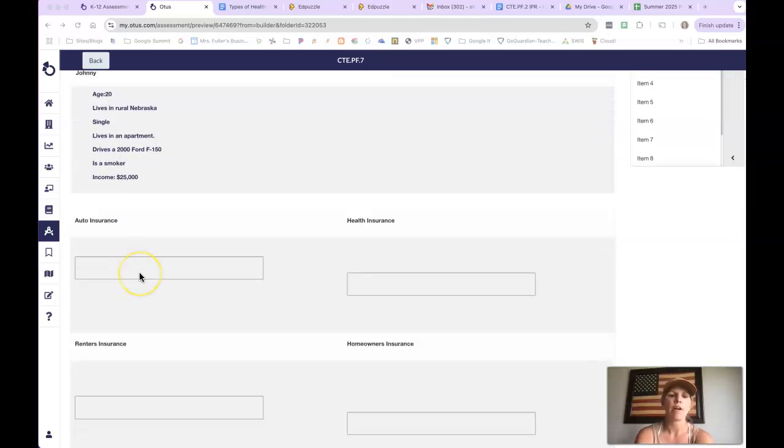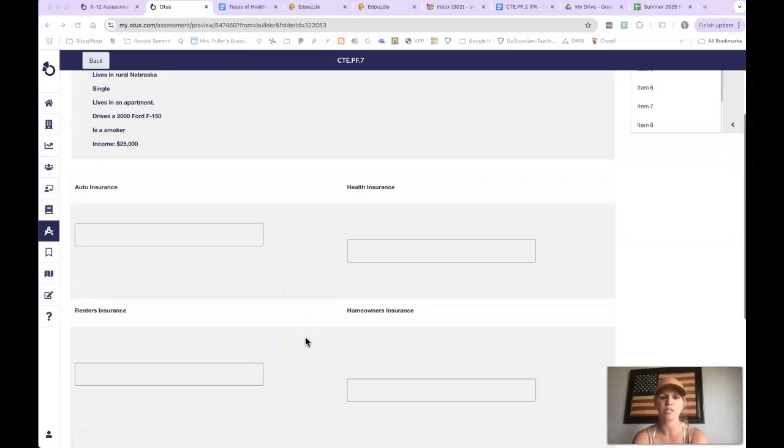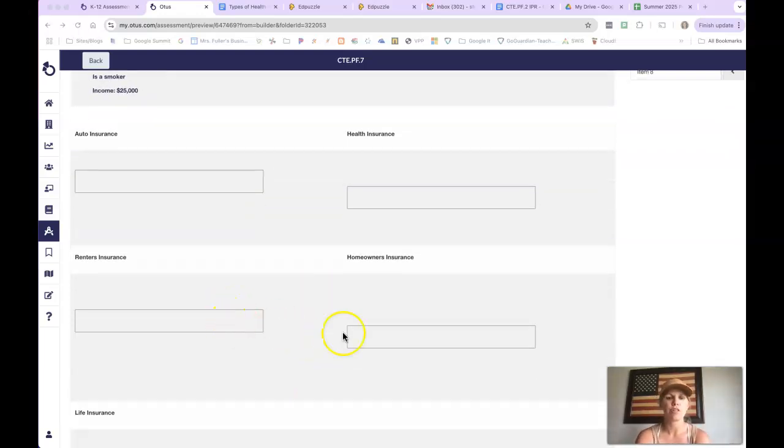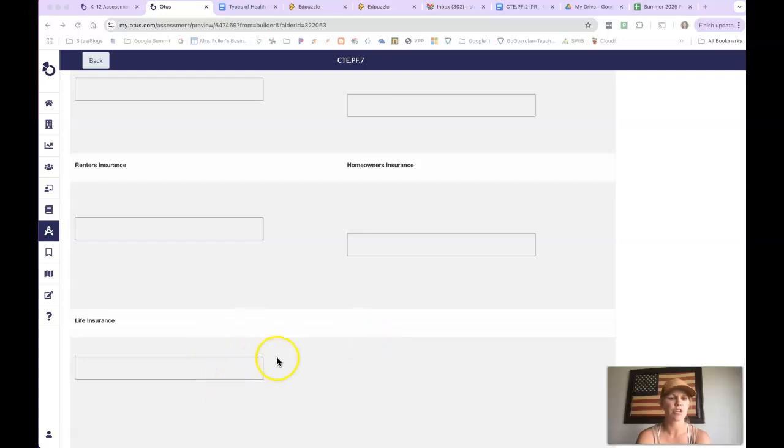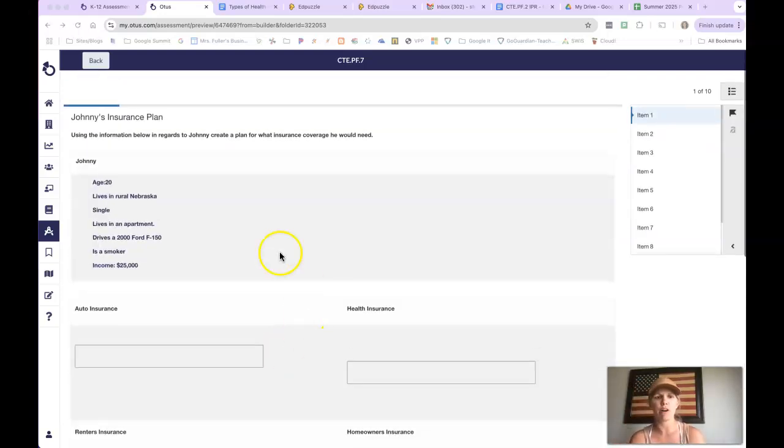So for auto insurance and health insurance, you should be giving me specifics that were discussed in the unit. You can always feel free to give me an explanation as well. Renters, homeowners, and life insurance is basically a yes or a no and telling me why they would or would not need those. Like I said, there's a few of them that are set up like that.